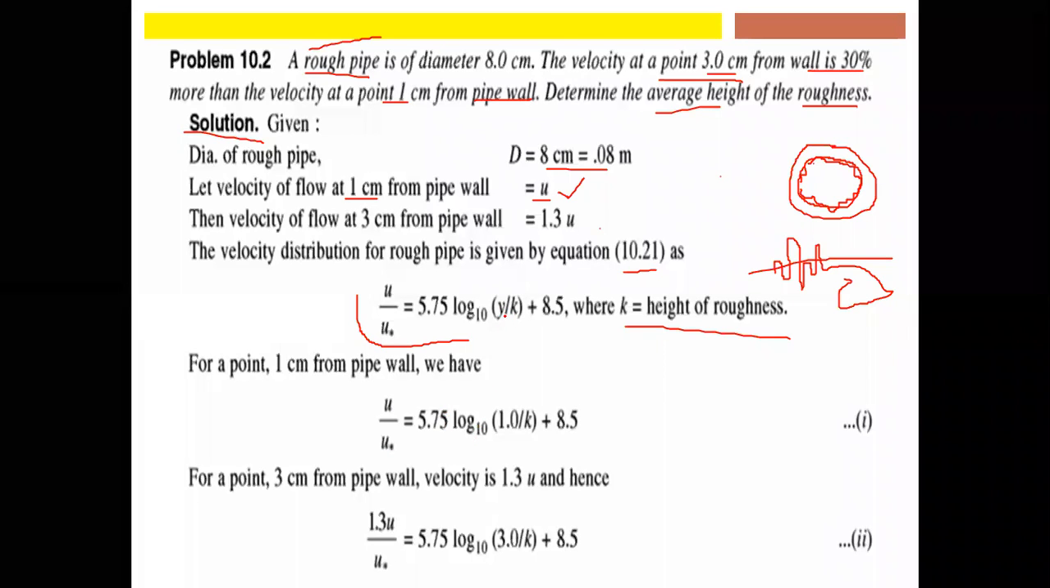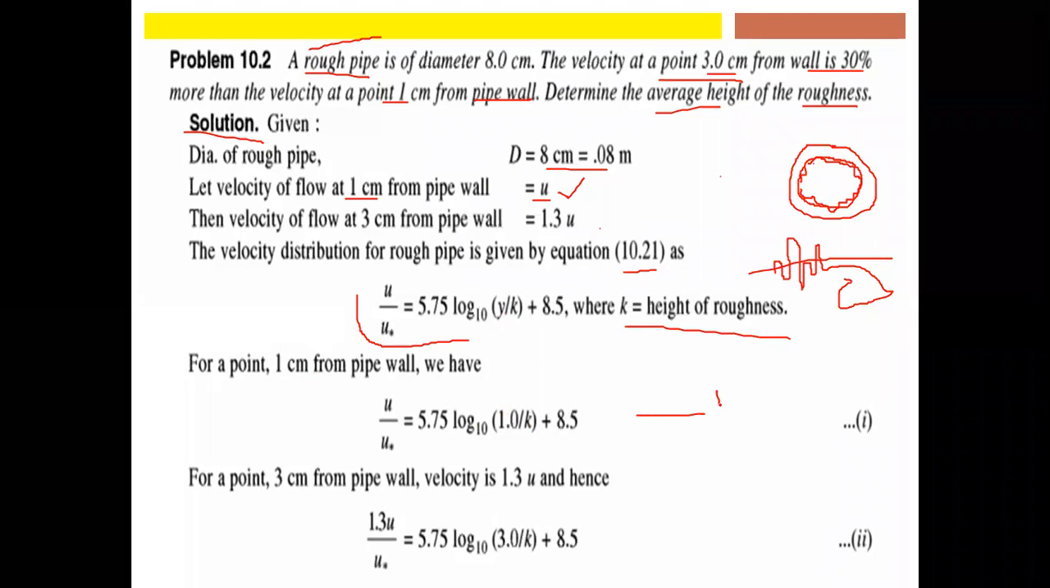So here at 1 centimeter distance, u/u* = 5.75 log10(1/k) + 8.5. Substitute the value y here, that is 1. Why? Because it is at 1 centimeter from the pipe wall, right? So take this as 1. Now, from a point 3 centimeters from the pipe wall, the velocity is 1.3 times u.